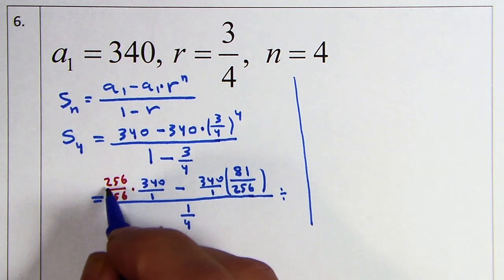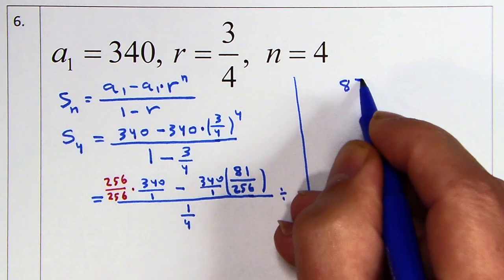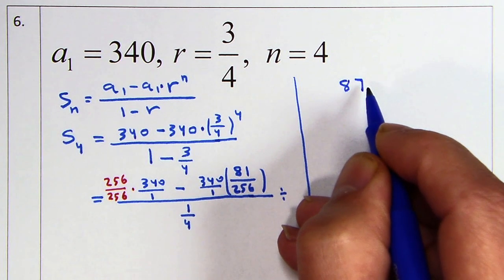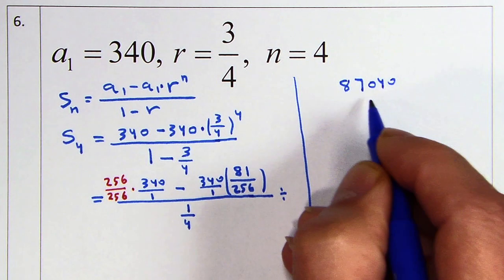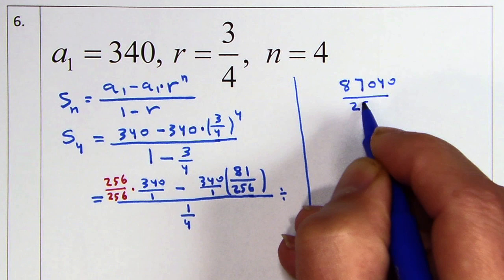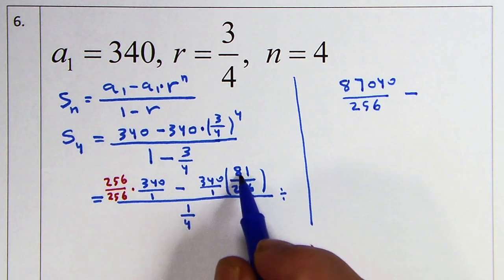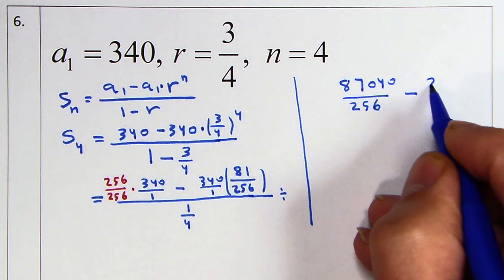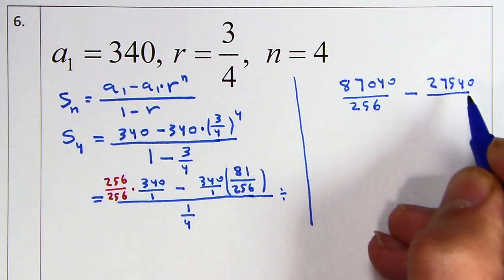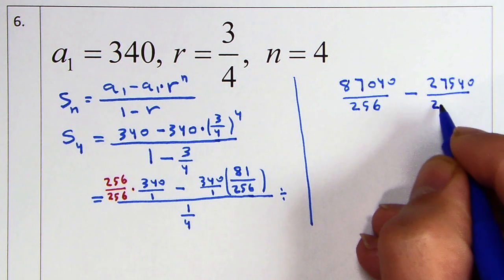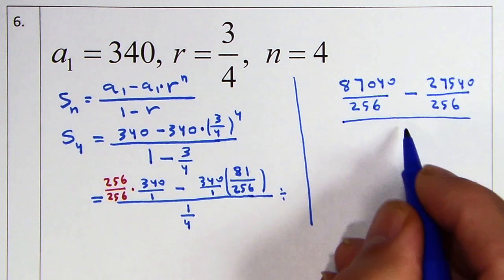Multiplying these two, 256 times 340, I have 87,040 over 256, minus 340 times 81, 27540 over 256, all over 1/4.